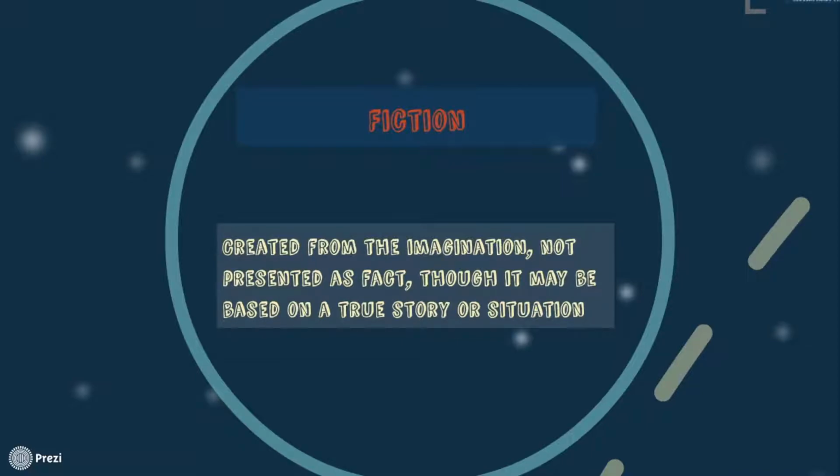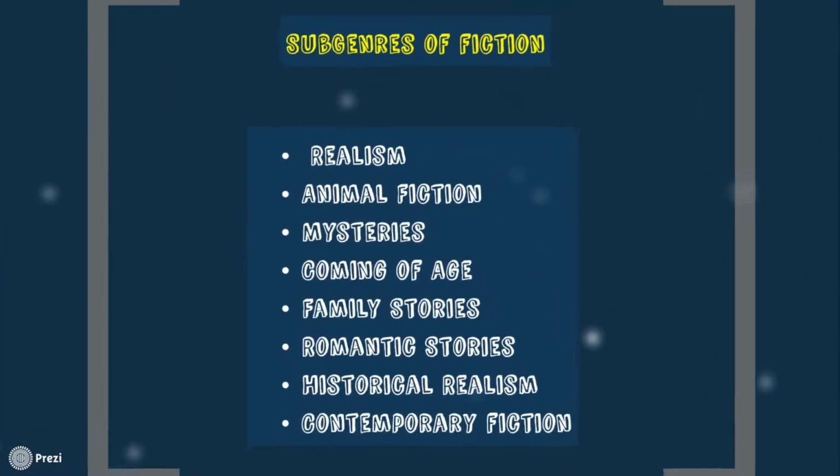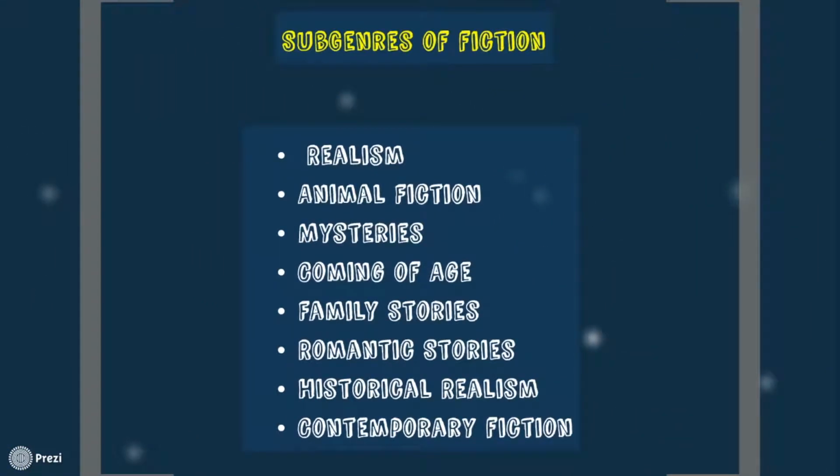Fiction is created from the imagination and not presented as a fact, but some of it may be based off of a true story or situation that can actually happen. The subgenres of fiction are realism. Realism is based on the possible, though it's not necessarily probable. This genre can be contemporary or historical.